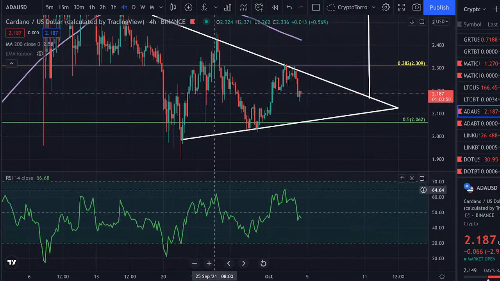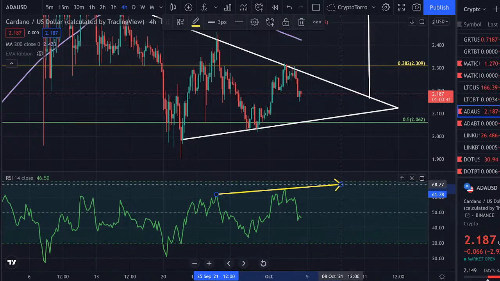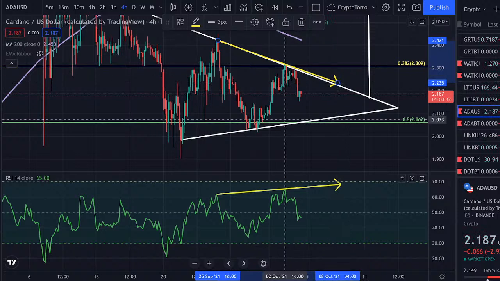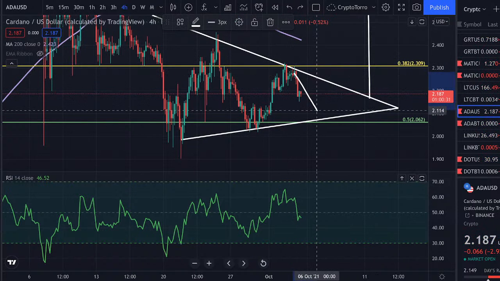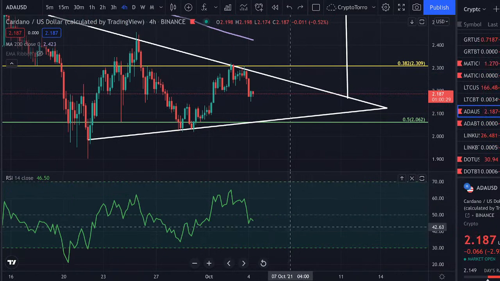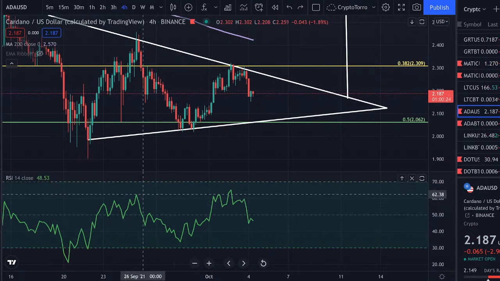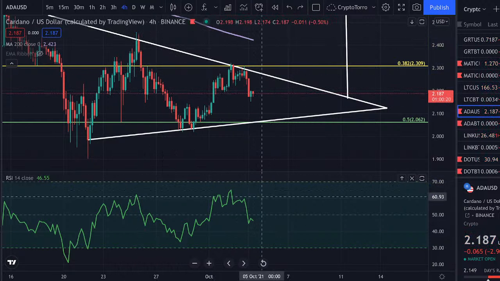Yes, this was on the 25th of September. You could see that we were experiencing a higher low on the RSI and a lower low on the chart, but that is actually something that you can clearly see is playing itself out right now. We are seeing a decline in Cardano strength, and therefore I think this bearish divergence won't have a lot of influence anymore.